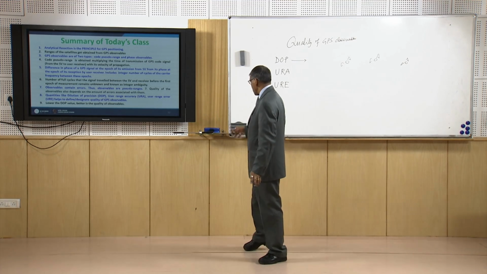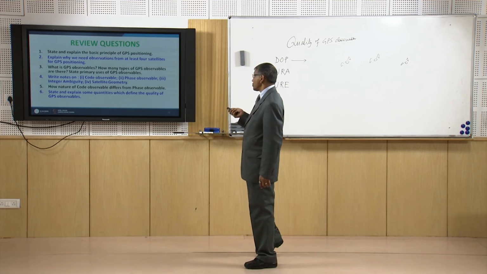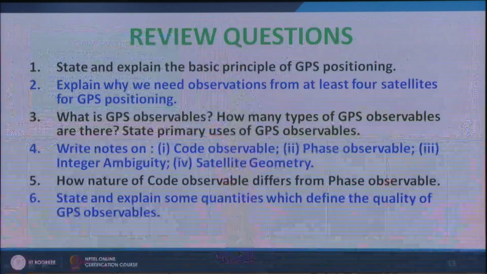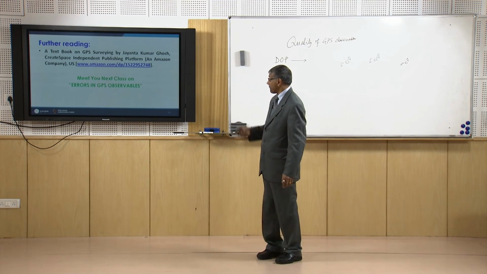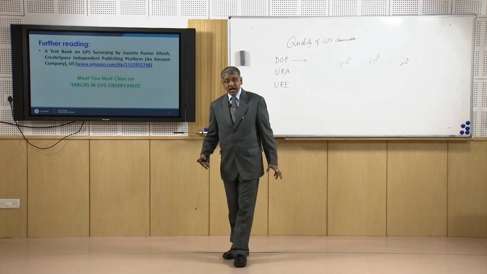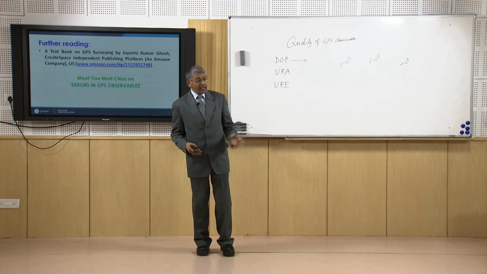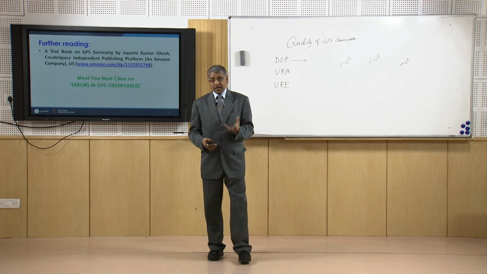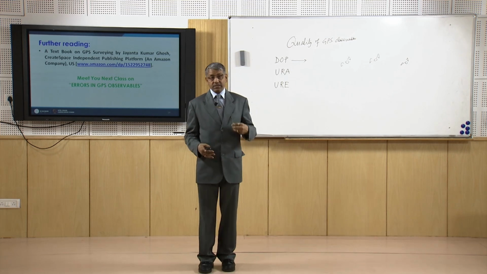With this I want to conclude today's class. There are some review questions which you should be able to answer after this class, and if you want to know more you can go through this book. In the next class I will be talking about the different types of error. As I already discussed today, GPS observables are associated with errors, and the different sources of errors I will discuss in the next class.